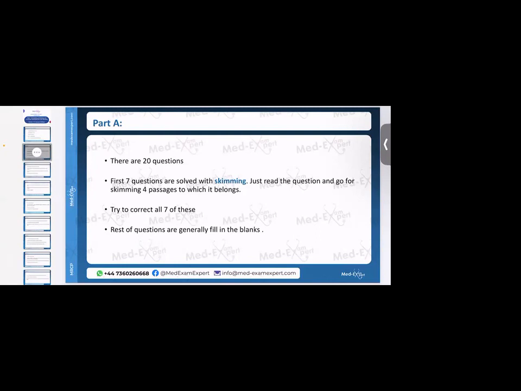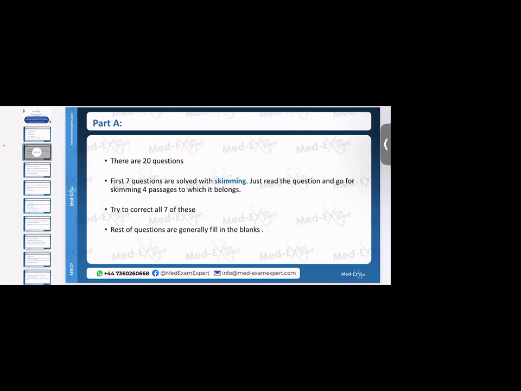What you have to do is just have a superficial view of all the 4 passages given. You will have a superficial reading of the text given. Like text A, it is about coronavirus control. Text B, it is about coronavirus symptoms. Text C, it is about the recovery period of coronavirus. So you have gained an idea, you have just read the headings. Okay. So when you are going to solve a question, just read the question and go for skimming the 4 passages to which it belongs, because you have already read the headings.